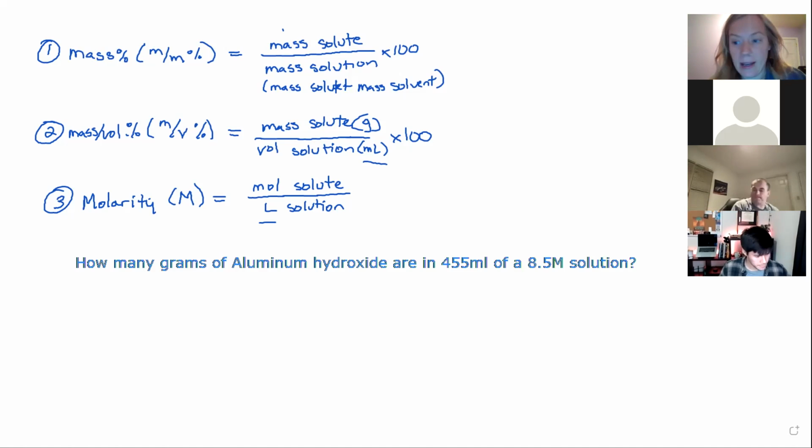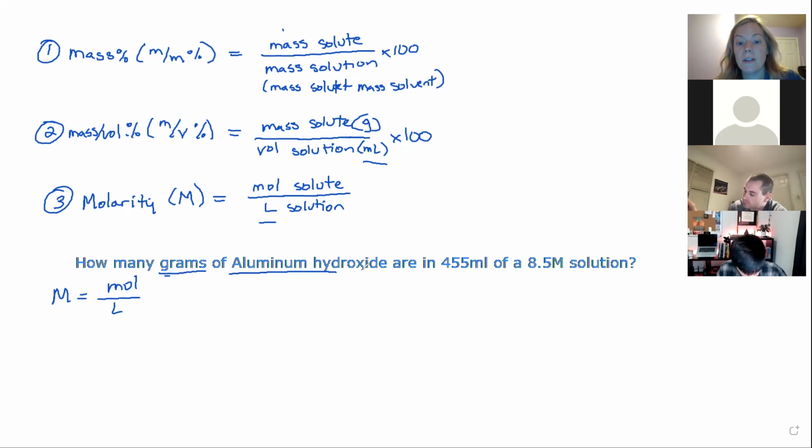Okay, so for this one we want to use number 3, which has to do with molarity. So we know molarity equals moles over liters. Nowhere in this is there the word gram, but hopefully by now you know that mole and gram are interchangeable as long as you have the formula, because you can use the molar mass to convert between the two.